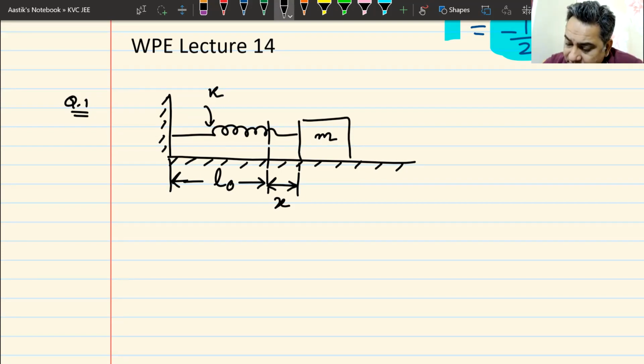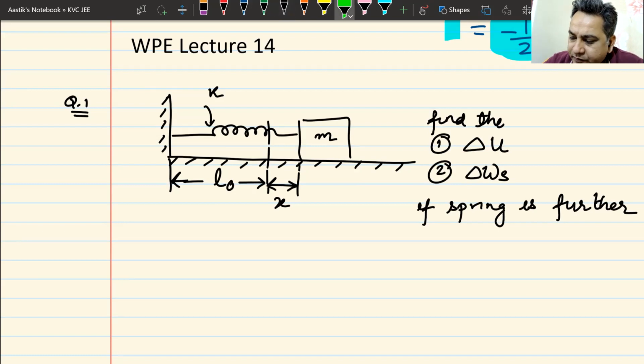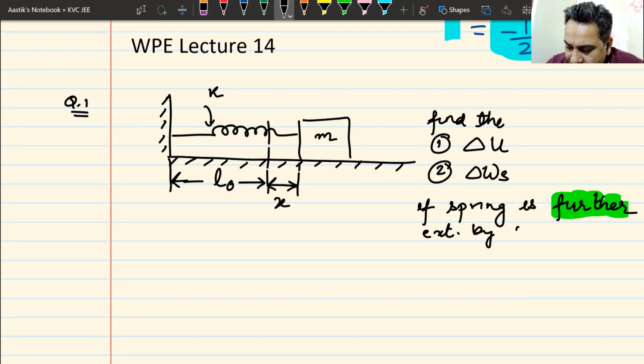Now look at the question. Number one, find the change in potential energy. Number two, the work done by the spring if the spring is further extended by x meters. So further is the important term here. As you can see, the spring is already stretched by x meters. I'm going to stretch it by x meters more. You have to find out what is the change in the spring potential energy, and what is the work done by the spring in this particular case.